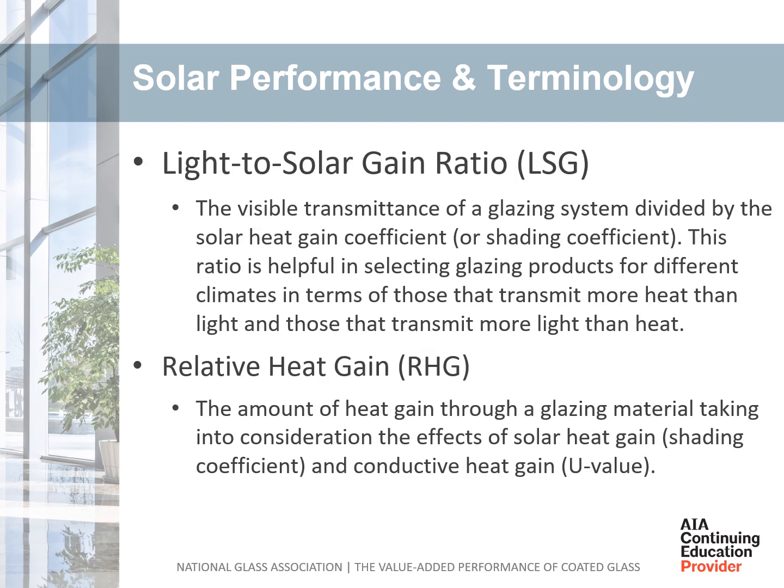Light to solar gain ratio identifies a product's visible light transmitted divided by its solar heat gain coefficient. Relative heat gain, or RHG, is a measure of solar gain combined with a product's U value or conductive heat gain.